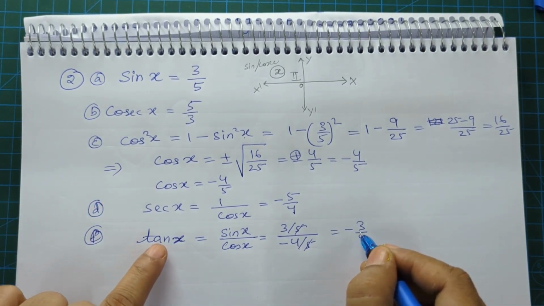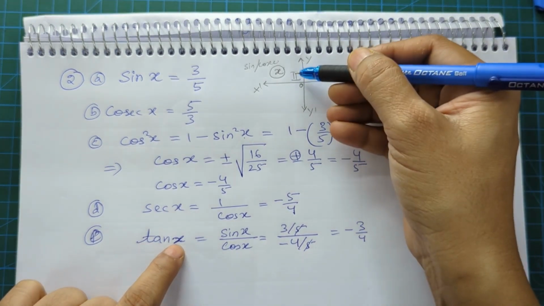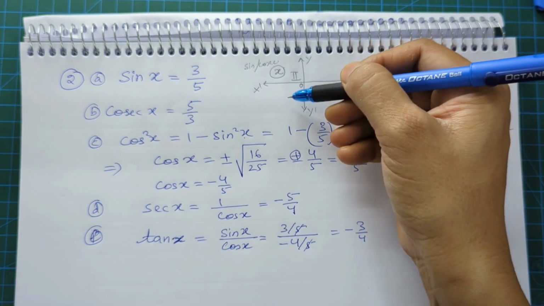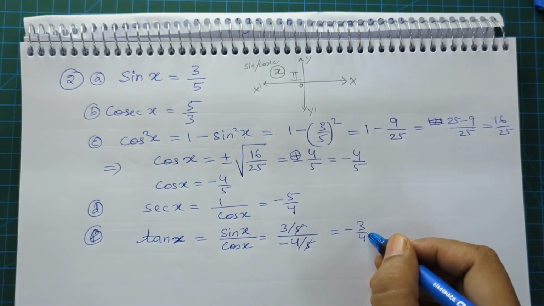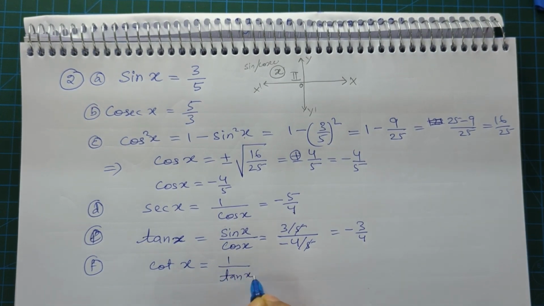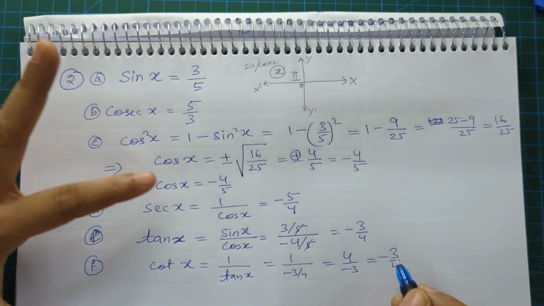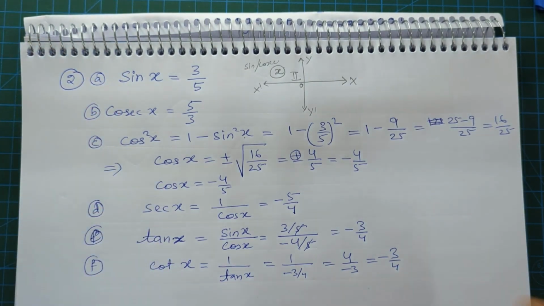And this is correct. Why? Because if the angle lies in the second quadrant, tan is negative. Tan is positive in the third quadrant. So negative of this. Then once we get tan, we can find cot also. Cot of the angle is the reciprocal of this, meaning 1 by tan x, which is 1 by minus 3 by 4. So it is 4 upon minus 3, which is minus 4 by 3. So 1, 2, 3, 4, 5, 6. All trigonometric ratios of the angle are found.